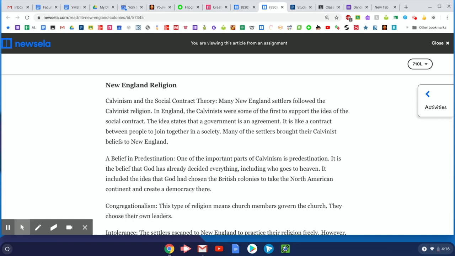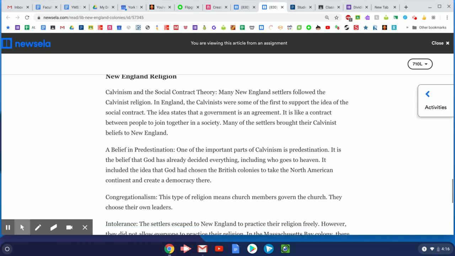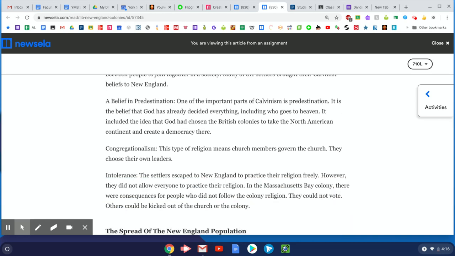A belief in predestination. So this is again about religion in New England. What is predestination? Let's find out. One of the important parts of Calvinism is predestination. It is the belief that God has already decided everything, including who goes to heaven. It included the idea that God had chosen the British colonies to take the North American continent and create a democracy there. Huh. How does that sound to you? Does that sit right? That people came believing that God chose the British colonies to take North America? What about all the Native Americans? Interesting question. Do you see how that Calvinism might lead to some problems?